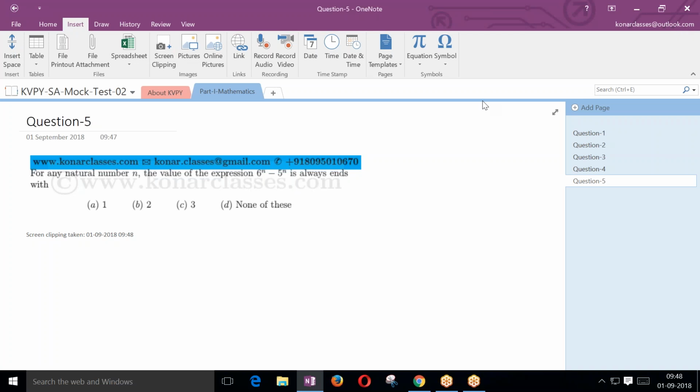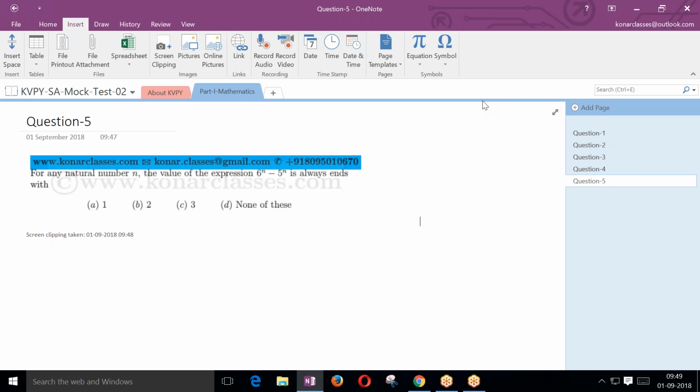Okay, so let's start. In our last class we did till question 4. Now we are going to discuss from question 5 of part 1. And if you have done all these things on your own, you can also verify your answer with the correct one.